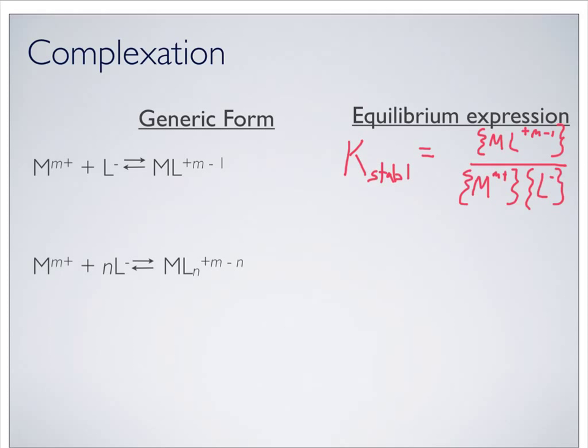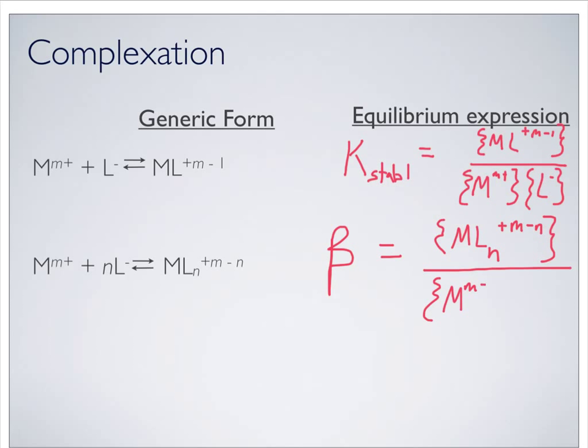And we can make this more generic by talking about the cumulative stability coefficient, which is going to be beta. And essentially, beta is going to be equal to the activity of our product. So this is MLN plus M minus N divided by the activity of our metal ion, MM plus, times the activity of our ligand to the N power.